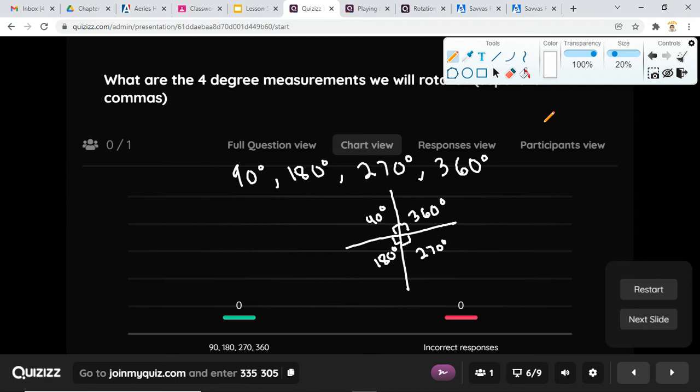Basically, you'd rotate multiples of 90. So this would be your first 90 degrees, your second 90 degrees, your third 90 degrees, and then you would come back to the original figure there. So the 4 degrees I was looking for was 90, 180, 270, and 360.